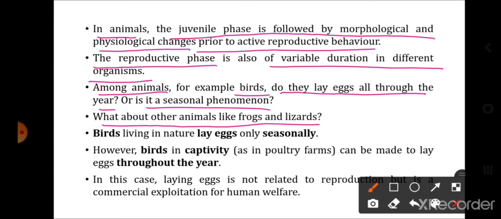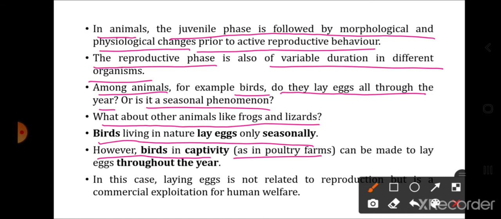So the answer to this question is that birds living in nature lay eggs only seasonally. That is the important thing. However, the birds in captivity, as in poultry farms, what is the main reason for that?